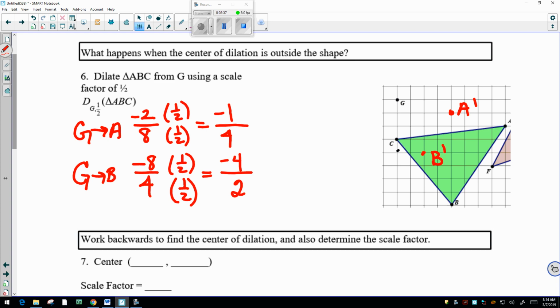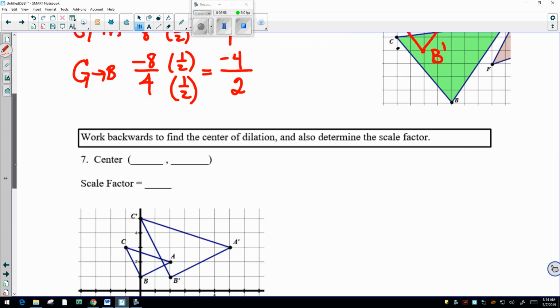Okay. C is a little bit easier. For C, I just have to go down 3, and I only have to go half of 3. So half of 3 is 1.5, so I'm going down 1.5, and here's my C. Connect the dots again. Scale factor being 1/2, I should see it getting smaller, and I should see it moving closer to the center, which I do.